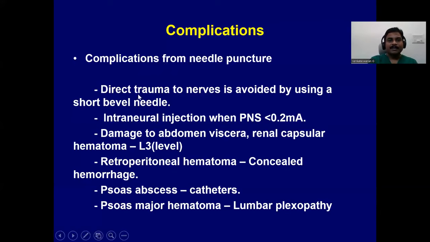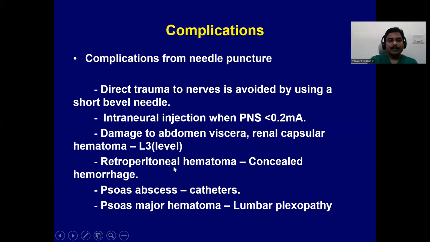Complications from needle puncture include direct trauma to the nerves, which we can avoid by using a short bevel needle. There is a chance of intraneural injection when you use the PNS at less than 0.2 milliamps. There may be damage to the abdominal viscera. Commonly, renal capsular hematoma can happen in lumbar plexus block by PNS guidance if you go above the L3 level, because the lumbar plexus region is highly vascular. If one of the lumbar vessels gets punctured, it produces what is called a retroperitoneal hematoma or a concealed hemorrhage.